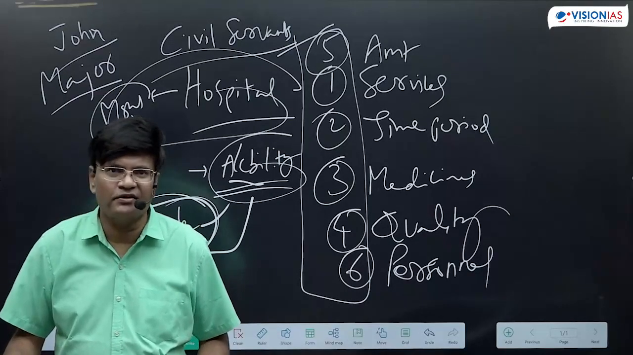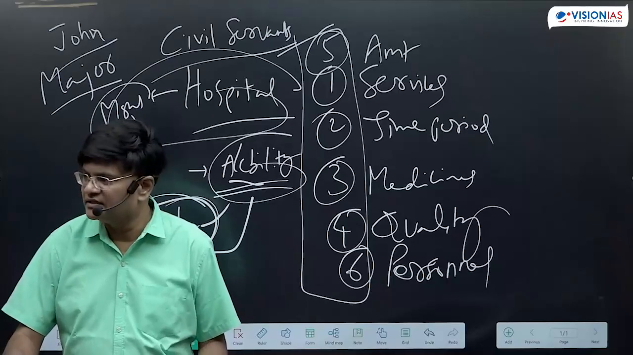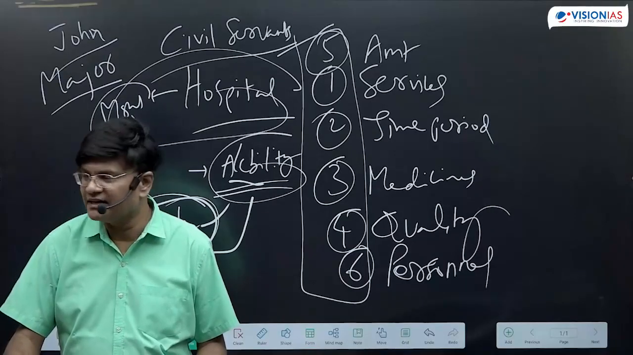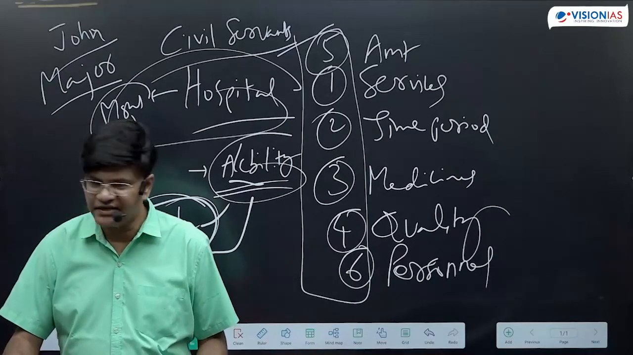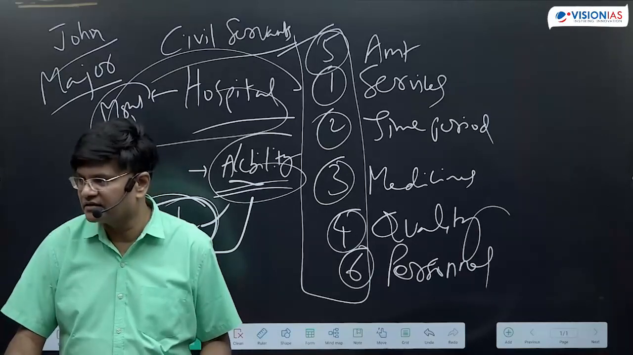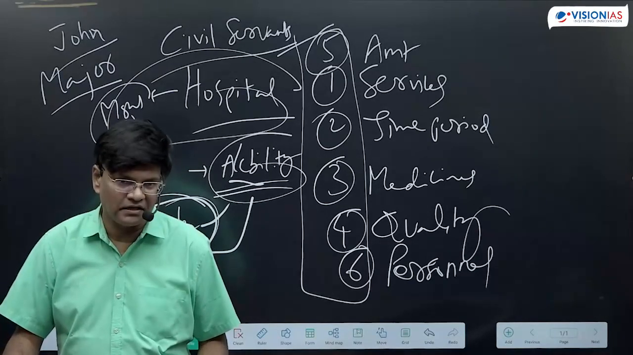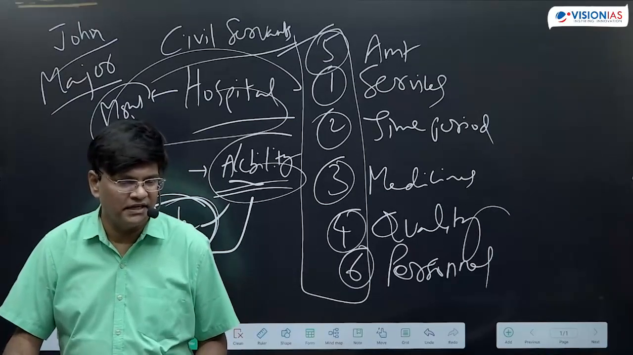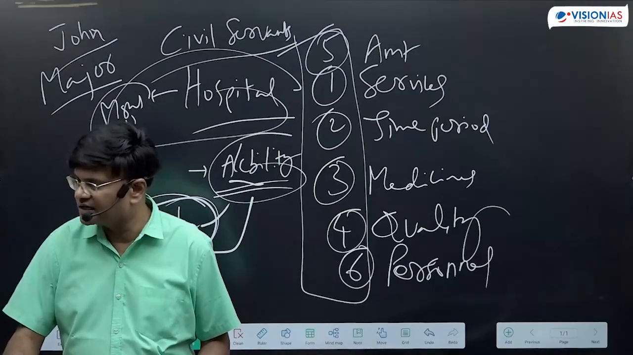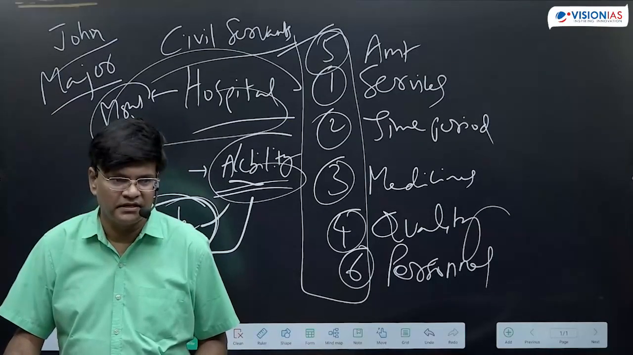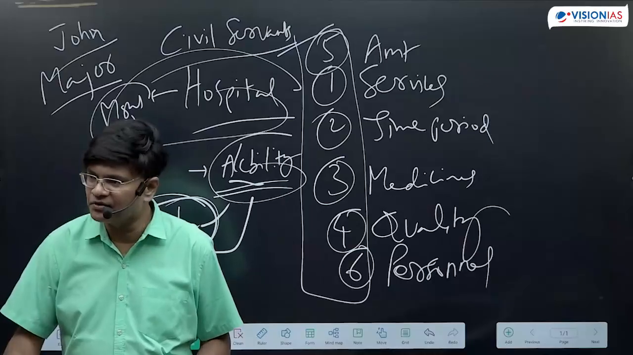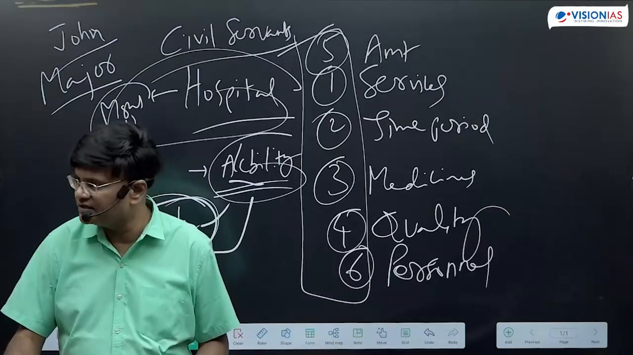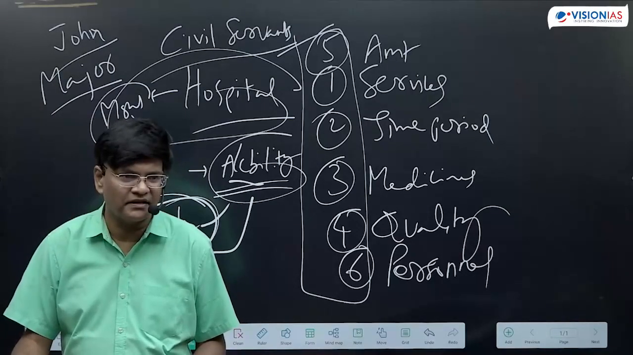So what do we say about them? As usual, their implementation is far from effective. Their implementation is a failure. The Second Administrative Reforms Commission in 2009 spent two chapters on discussing citizen charters. One is social capital, the second is citizen-centric administration. These two reports of the Second ARC spoke about the reasons for the failure of citizen charters in India. And the reasons are also not difficult to understand.